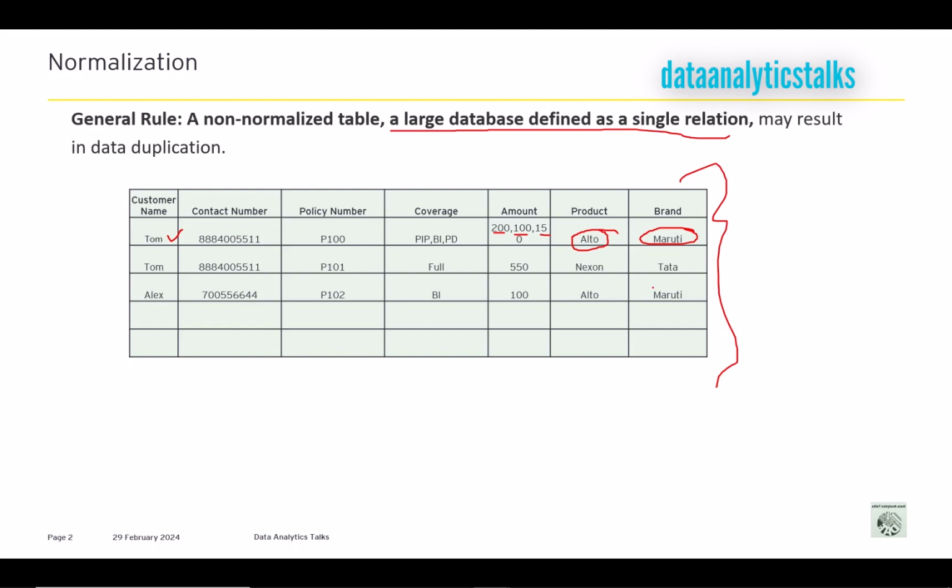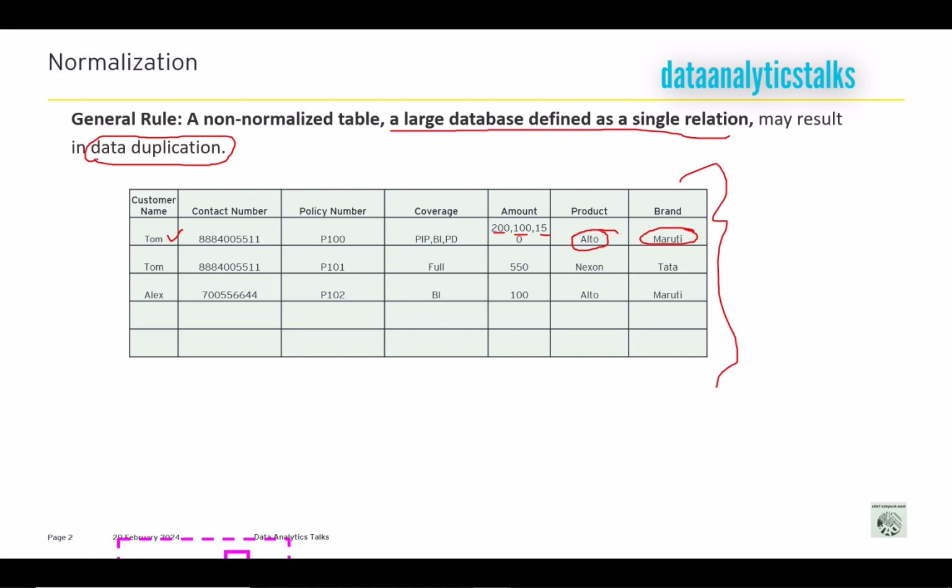So the main problem of a non-normalized table is it may result in data duplication. So we can in a way say that we are normalizing a table to avoid duplication, right? Looking at this large database table, you can easily identify there are different entities, right? We can make different tables.